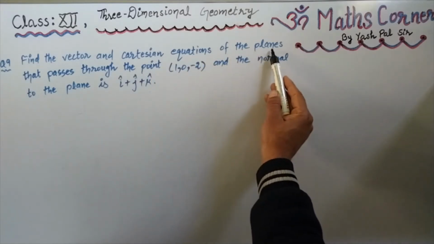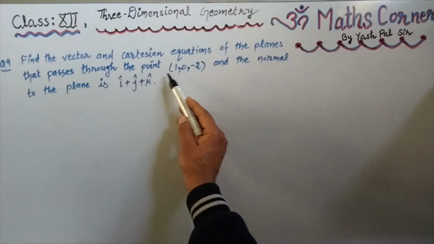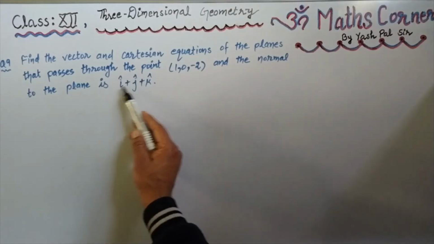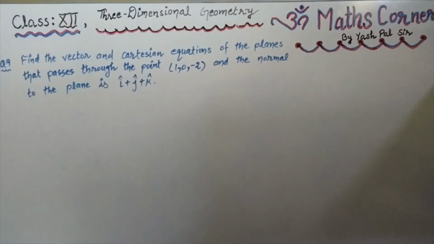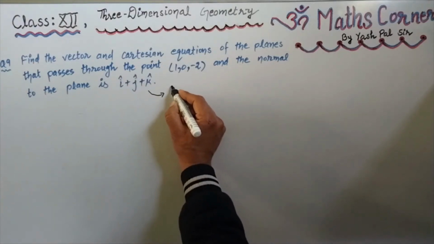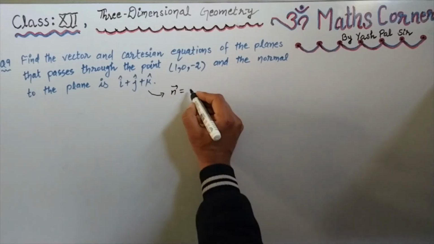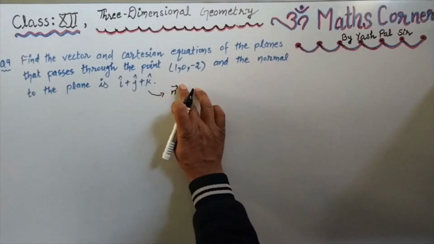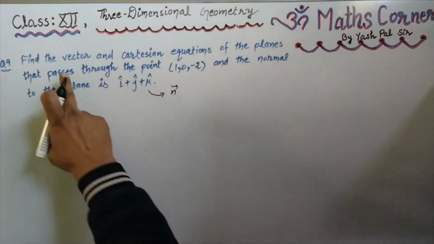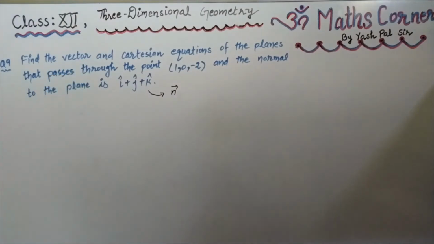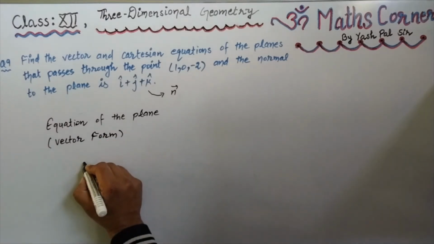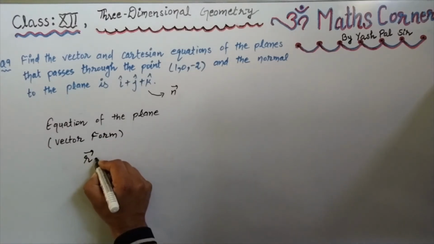So this was our question number 8. Now the next question, question number 9. Find the vector and Cartesian equations of the plane that passes through the point (1, 0, minus 2) and the normal to the plane is i plus j plus k. So this is the normal to the plane. That means the normal vector n is i plus j plus k, right? So what is the equation of the plane?